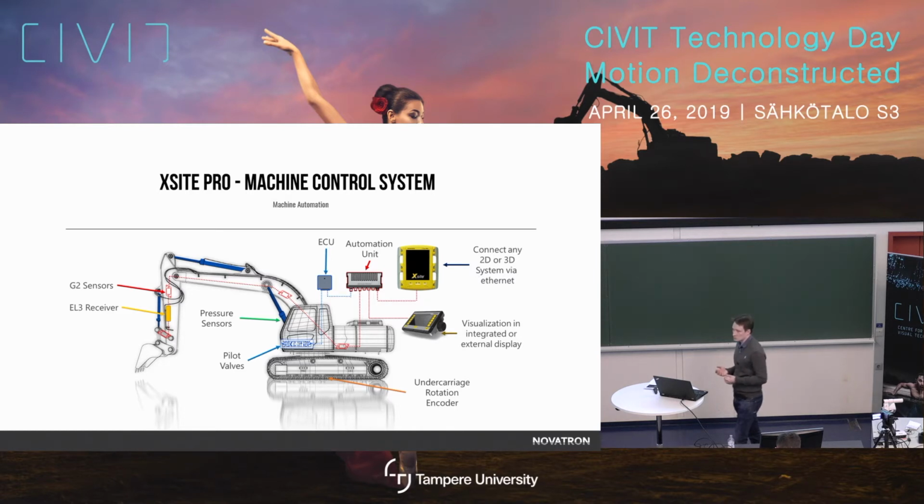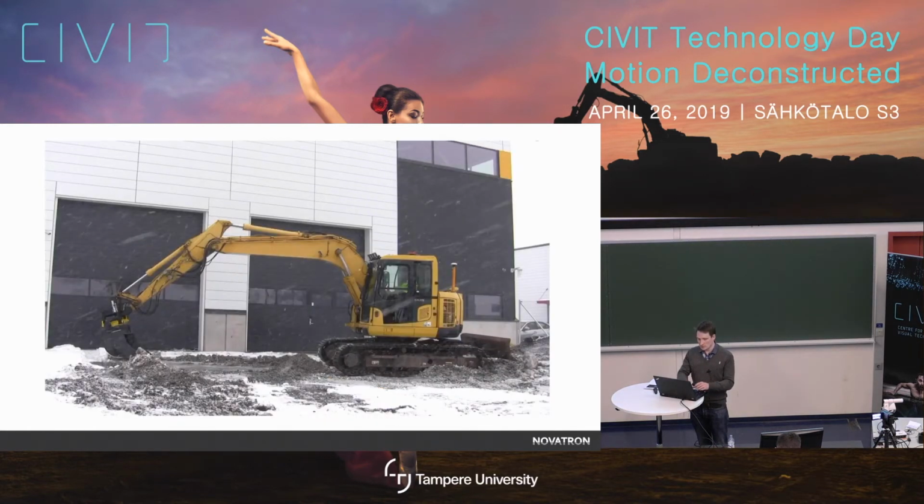In some cases we also might need to add a rotation encoder between the frame and the undercarriage. Just to give you an example of what this actually means and what we can do with it.